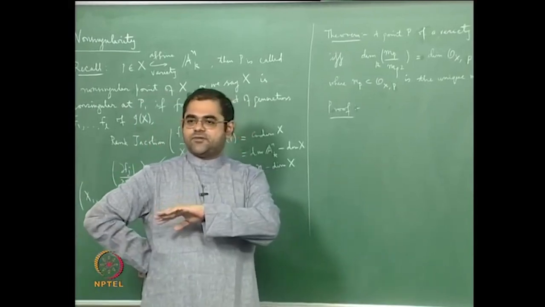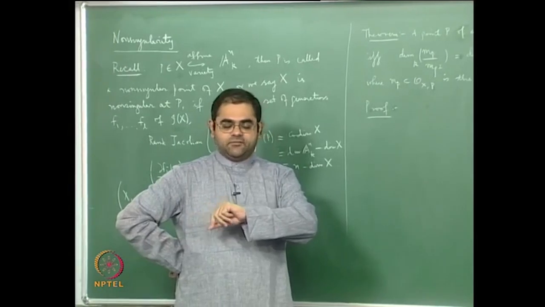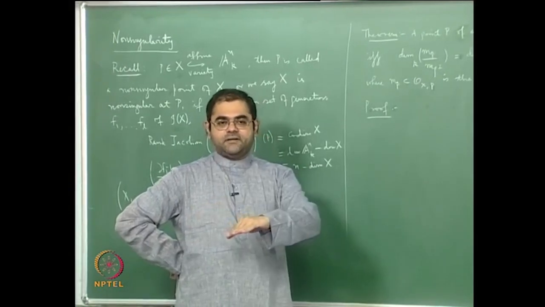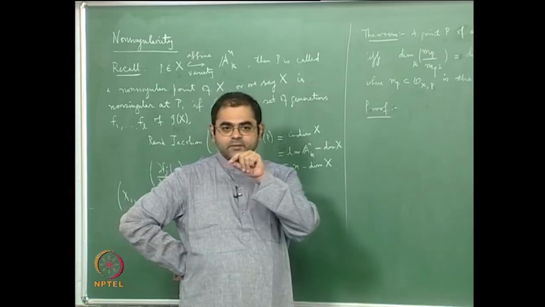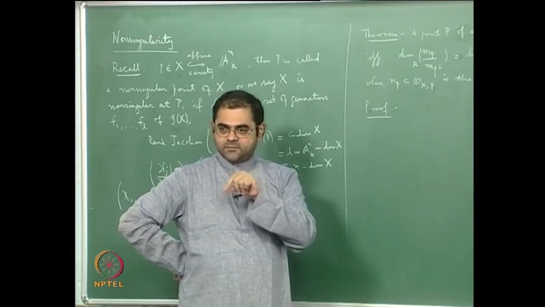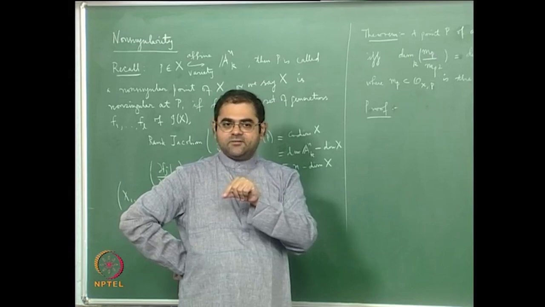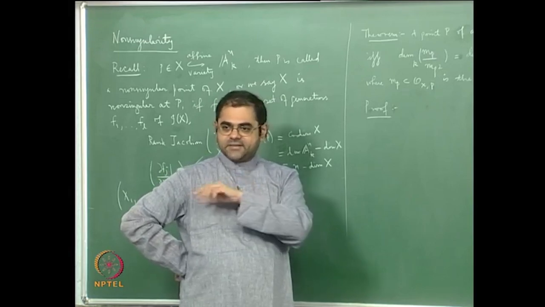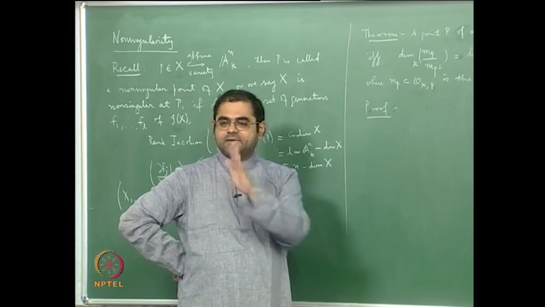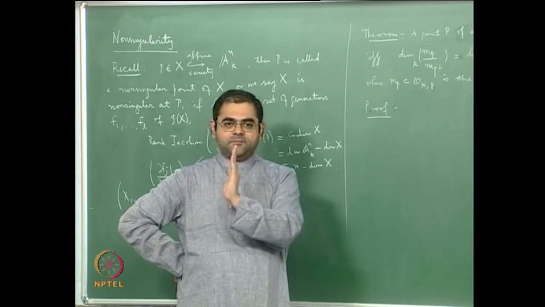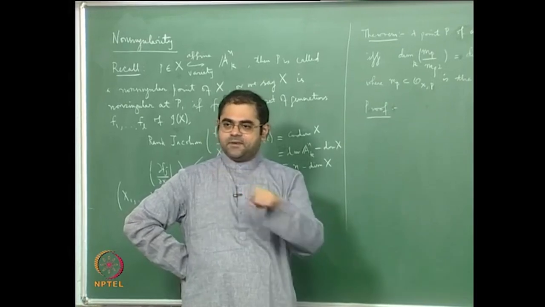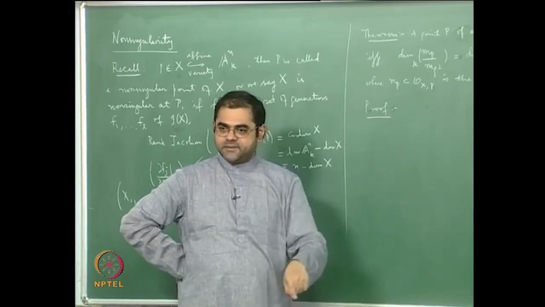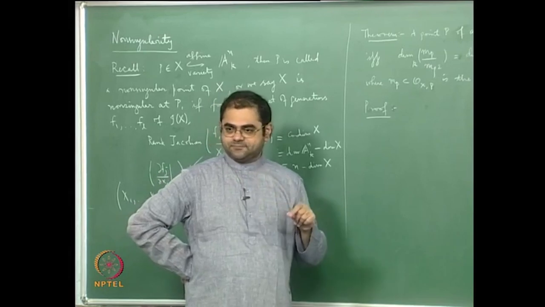Roughly geometrically this is what is happening. When you think of an object embedded inside a space, you take a point on that object, then it will have a tangent space, and the normal space will be the normal vectors in the bigger space, and the sum will add up to the dimension of the bigger space provided the point is smooth.